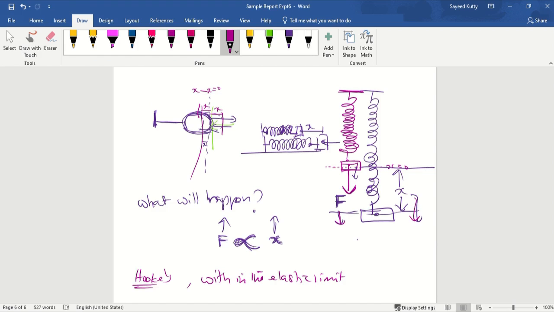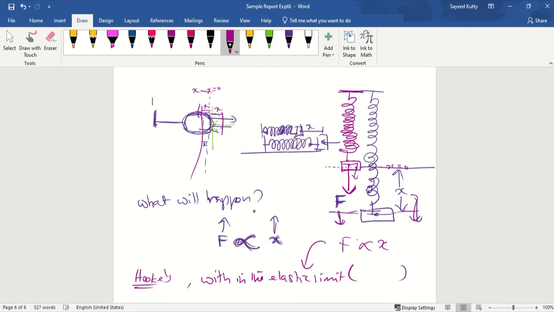So within that force, or within the elasticity, because if I apply more force, the spring will be damaged. Then this will not be a spring. It will be a piece of metal then, right? A metal wire. So it will never show the property of a spring. That's why I said this F is proportional to x only within the limit of elasticity.